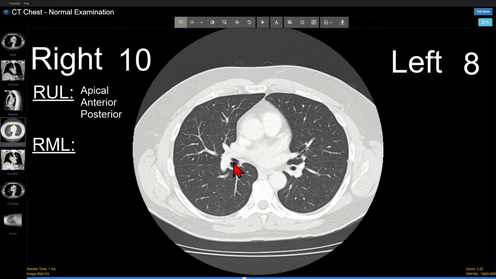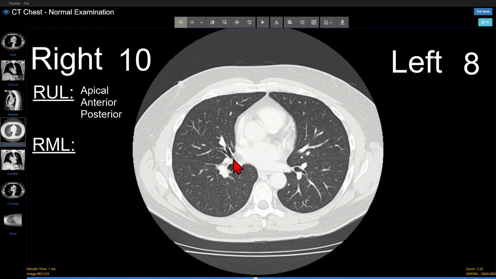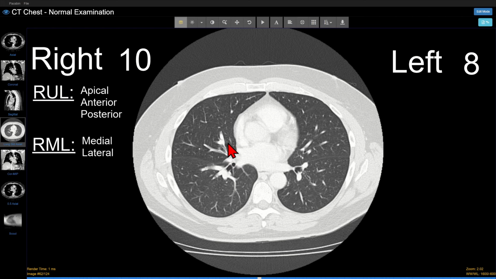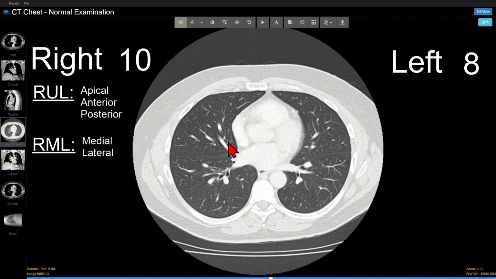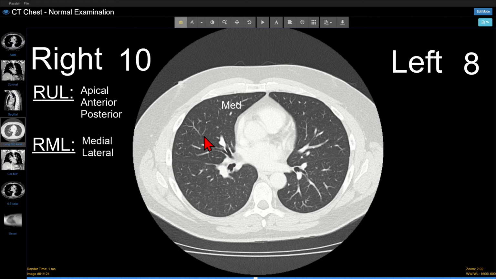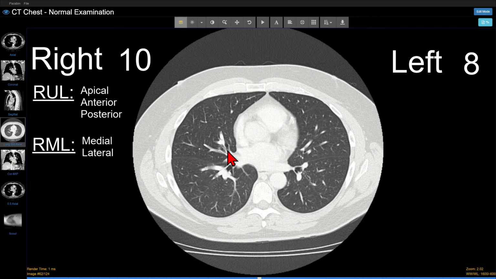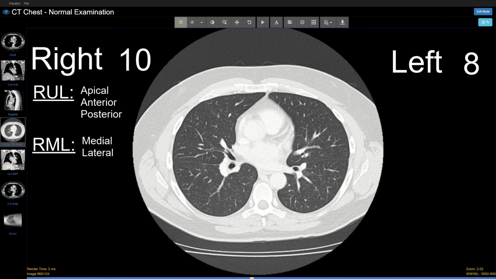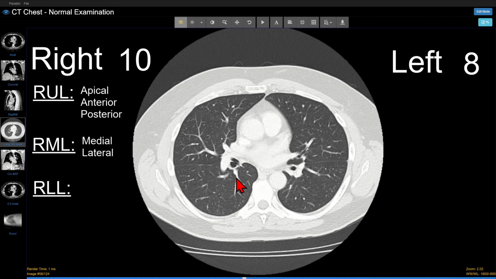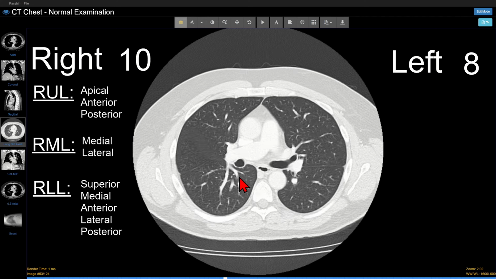In the right middle lobe, again following the bronchi to indicate where I'm going, we have a medial segment and a lateral segment. Notice that it splits into a medial and lateral bronchi here. And the right lower lobe is split into 5 segments.